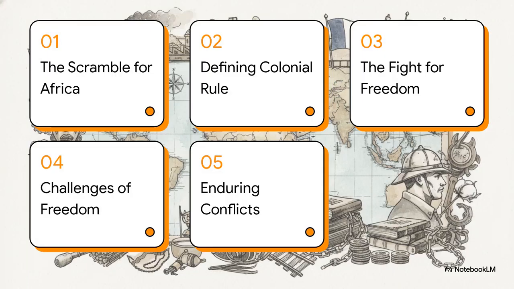So, to make sense of it all, here's our game plan. First, we'll look at why Europeans came to Africa in the first place. Then we'll get into how they actually ruled. After that, we'll cover the fight for freedom, the massive challenges that came next, and finally, we'll zoom in on two crucial case studies to see the lasting impact.